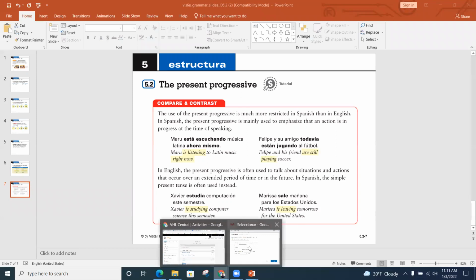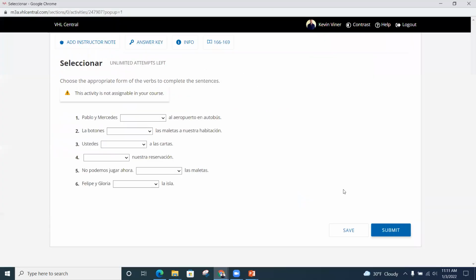Ok, tenemos una actividad más. Vamos a ver las instrucciones. Choose the appropriate form of the verbs to complete the sentences. Muy bien.